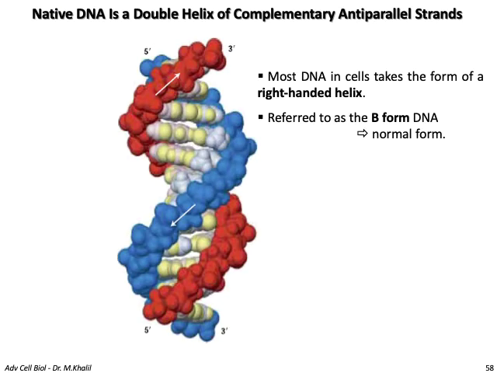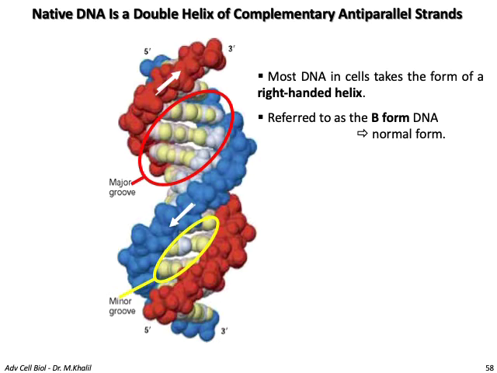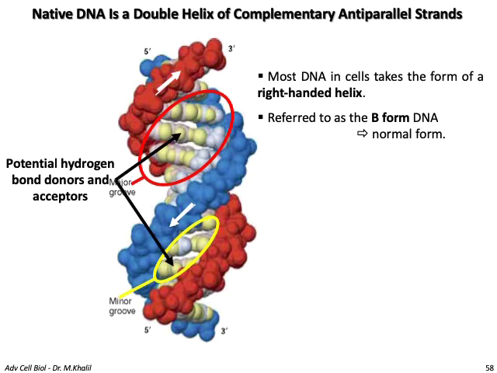When you look at the double helix structure of DNA, you'll find that most DNA takes the form of a right-handed helix. We refer to it as B-form DNA, and it's usually the normal form. You can see the anti-parallel double strand, the red and blue, and these orientations generate two grooves: a major groove and a minor groove. These grooves are very important.